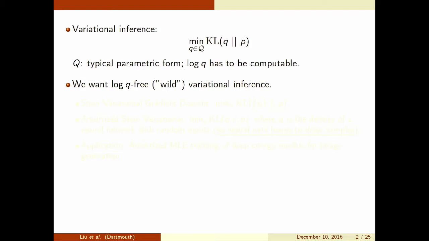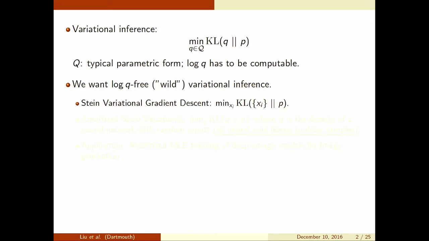Often what's happening is you set up a parametric family of Q, and one of the major restrictions is that we need to make sure Q includes only densities for which you can actually calculate log Q or its derivative, because this is one of the requirements for optimizing the KL divergence. Now this talk is about new ways to do variational inference without requiring calculating log Q, and we coined this type of method wild variational inference.